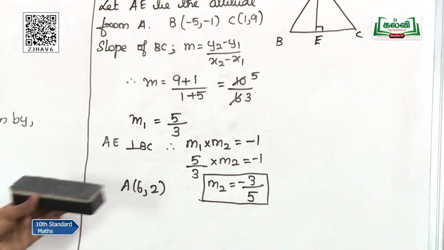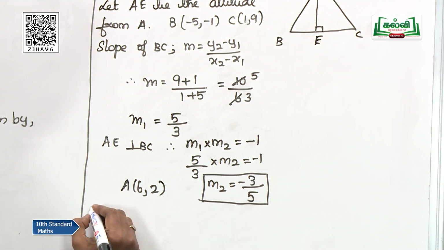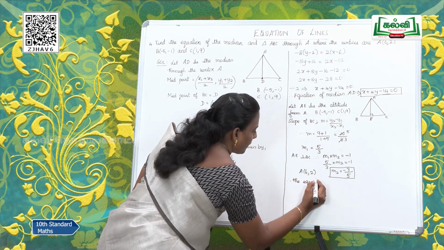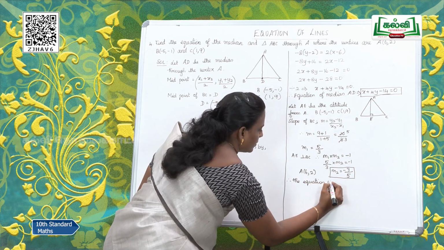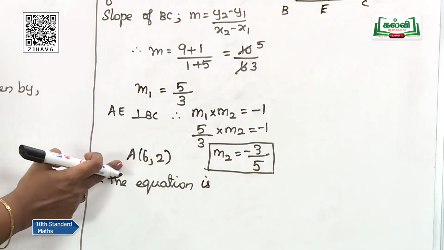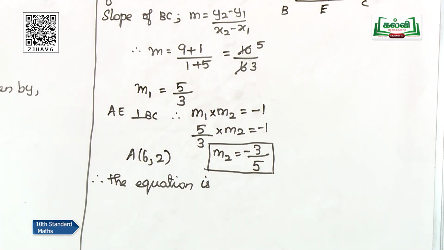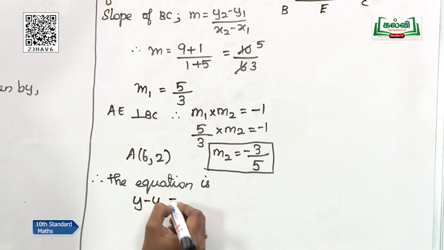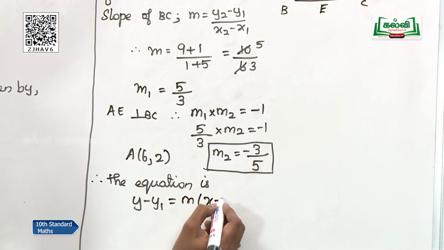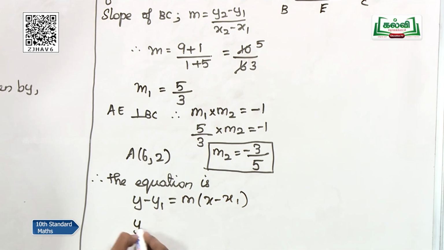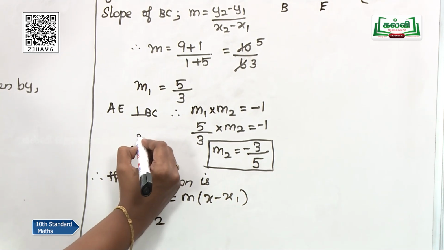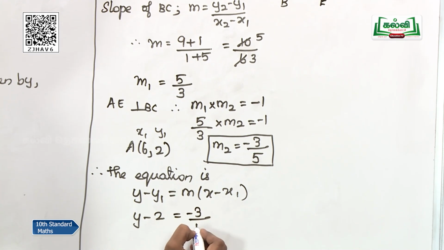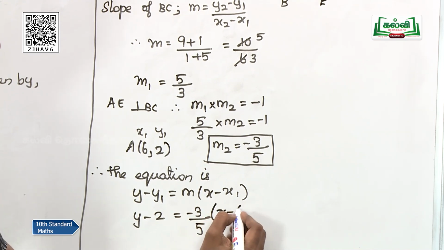So, what equation can I use? I will use the equation. Therefore, the equation is, the slope is there, the point is there. So, what form will you use? Point slope form. So, y minus y1 is equal to m into x minus x1. So, I get y minus 2. Now, this will be your x1, y1.